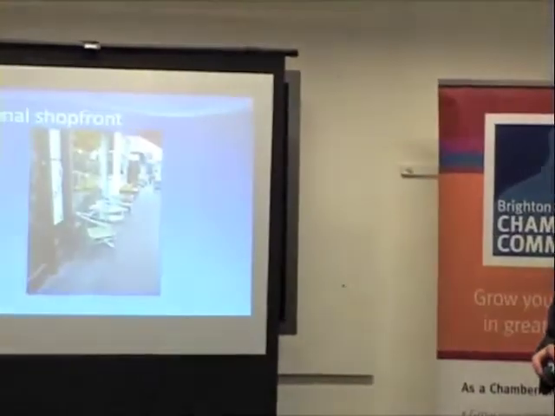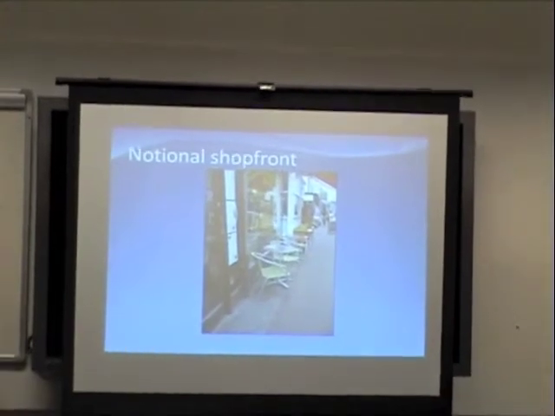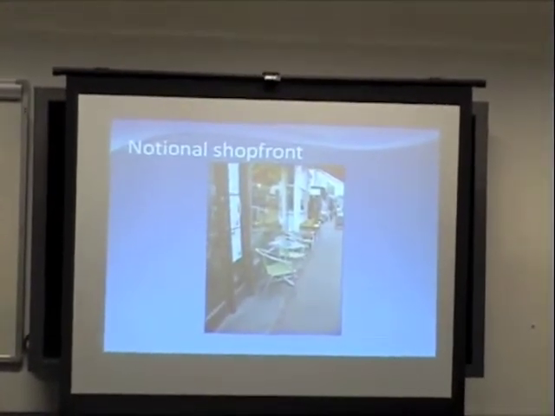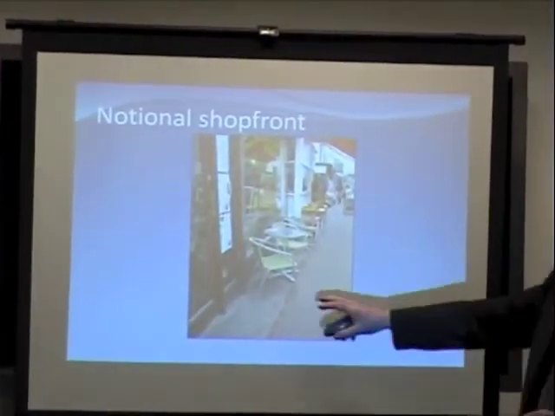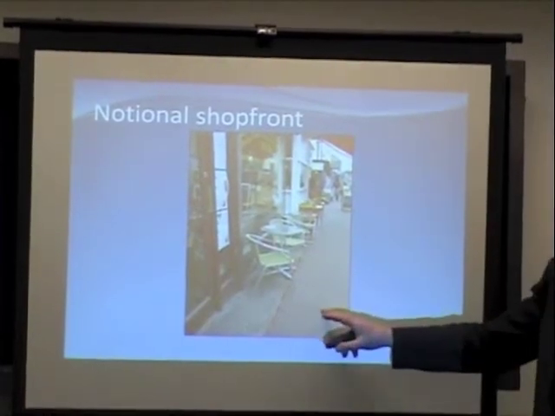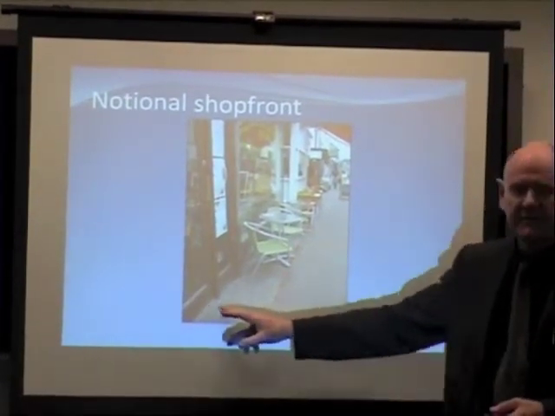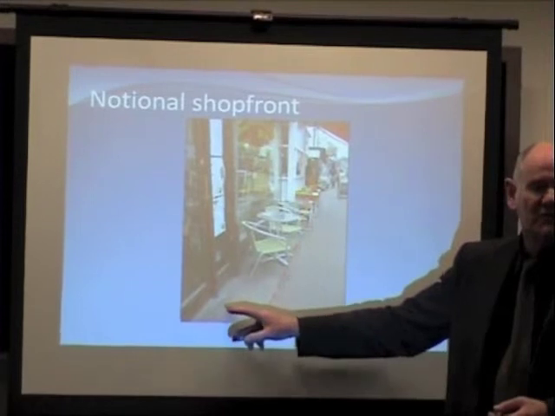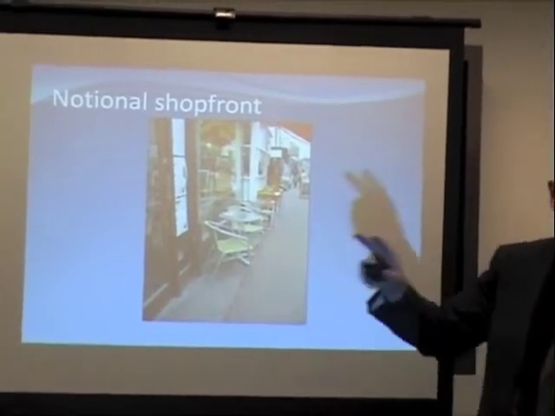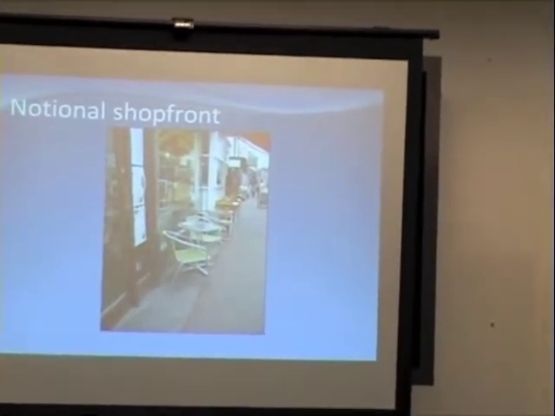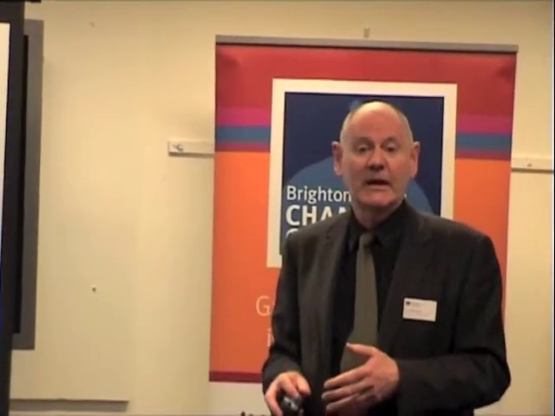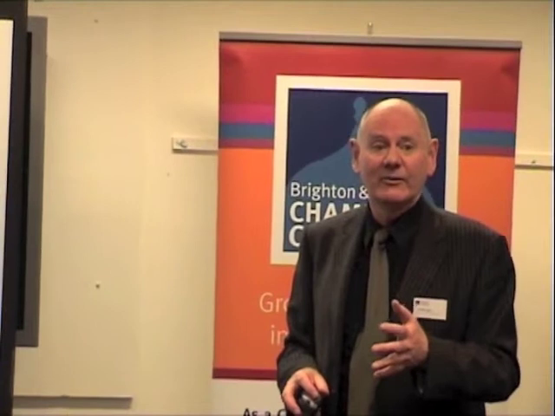There's another anomaly as well, a notional shop front. You can see here, this is a shop in Gardner Street. You see how there's a line between the pavement and then this sort of concrete bit. That actually belongs to the shop. That concrete bit is not part of the pavement, it belongs to the shop. And as a consequence, the shop is paying for it at Zone A rates, even though it's outside the shop.